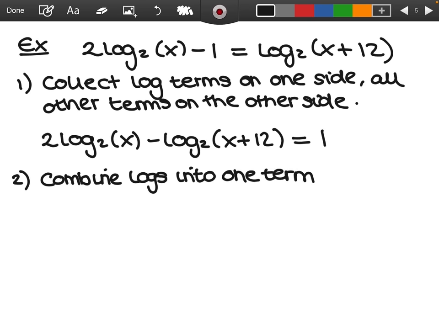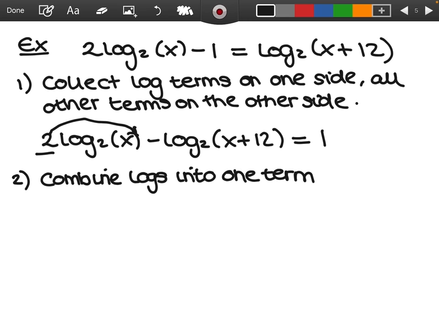So using our properties of logs, I need to get this all into one term. I've actually got to use 2 different properties here. I've got a constant in front of this log. Remember that I can do the constant to exponents. So here I can take that 2 and make it a power of x. So I would have log 2 of x squared. And then I've got minus log 2 of x plus 12.